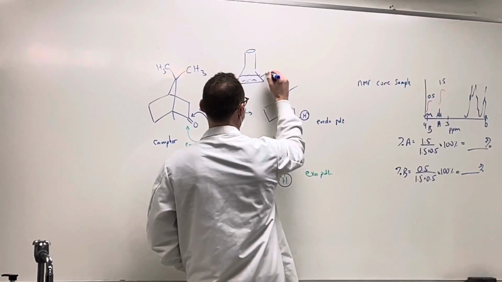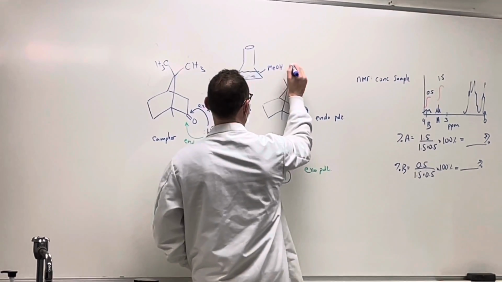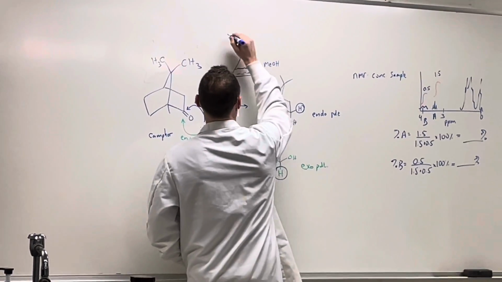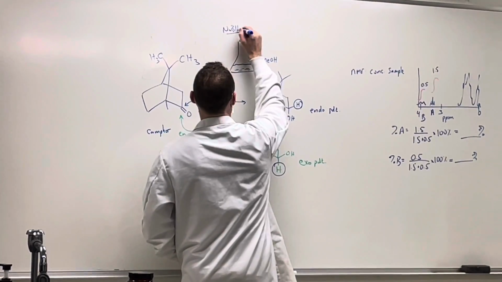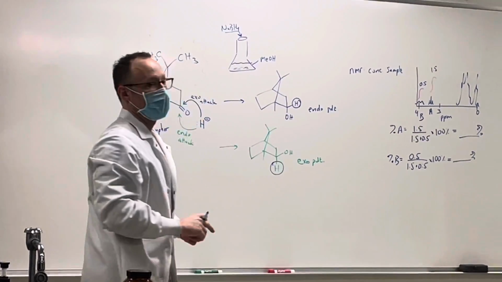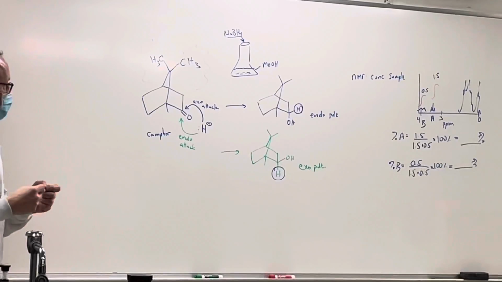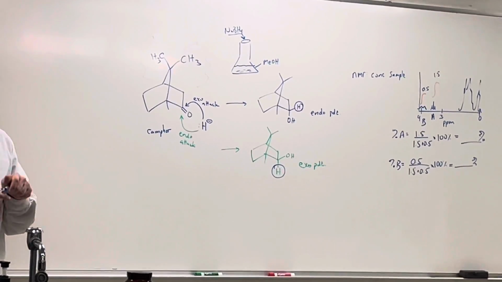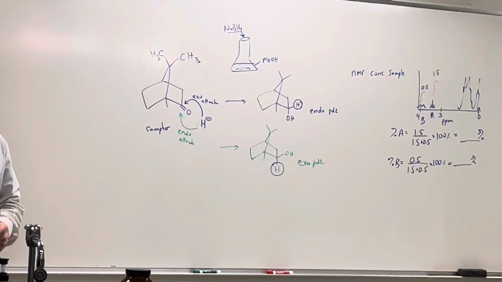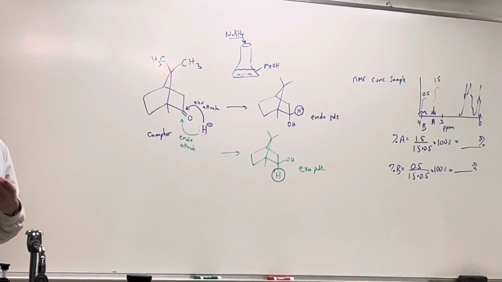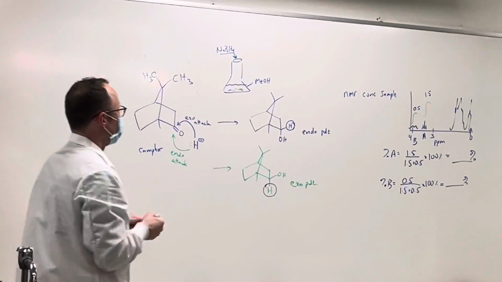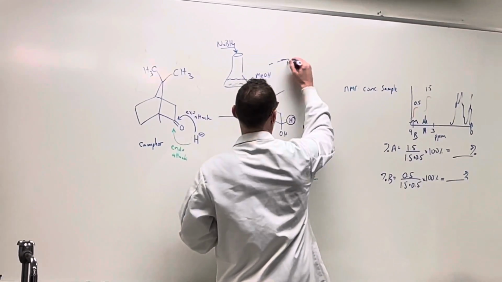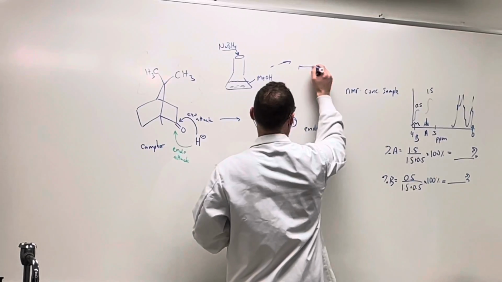You're going to use methanol as solvent. And then you're going to come in and add the sodium borohydride. What you're going to notice is that as soon as you add the borohydride, it's probably going to start bubbling, kind of fizzing.